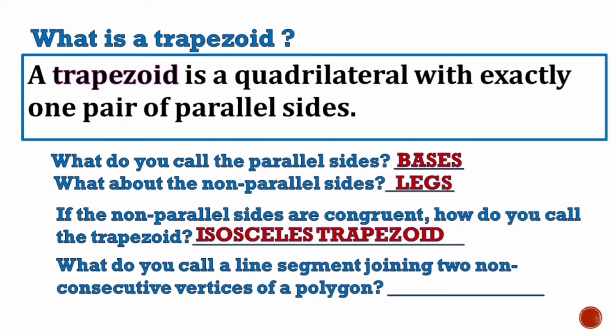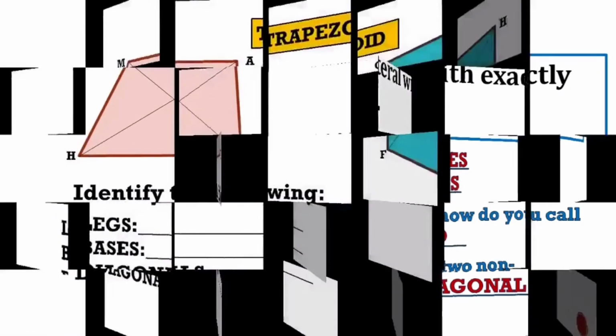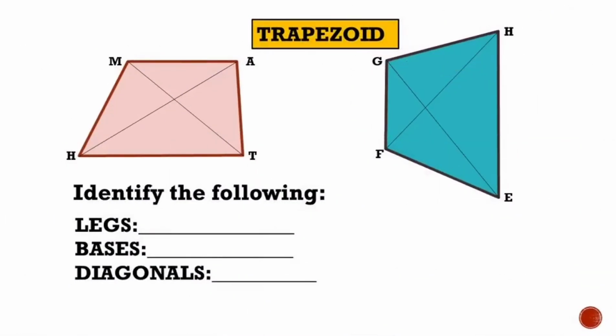What do you call a line segment joining two non-consecutive vertices of a polygon? It is a diagonal. So considering these two trapezoids MATH and trapezoid GHEF, let us identify the following. So first we consider trapezoid MATH. What are its legs?